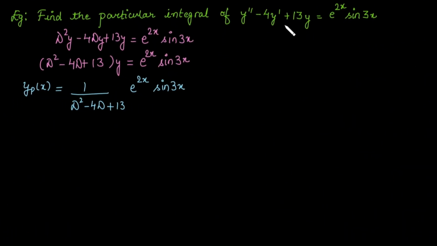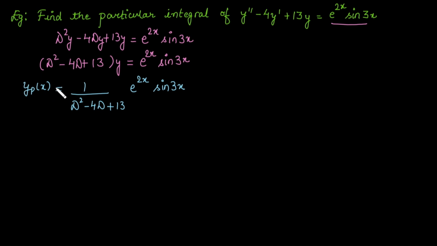Let's answer the next question. This is a similar type of question, and the right-hand side function is exponential into sine. So first we write its operator form. This is the second order derivative. This is the first order derivative. So we will replace these terms by D square y, and this is Dy. After that we will collect the coefficient of y. So this is the function of D.